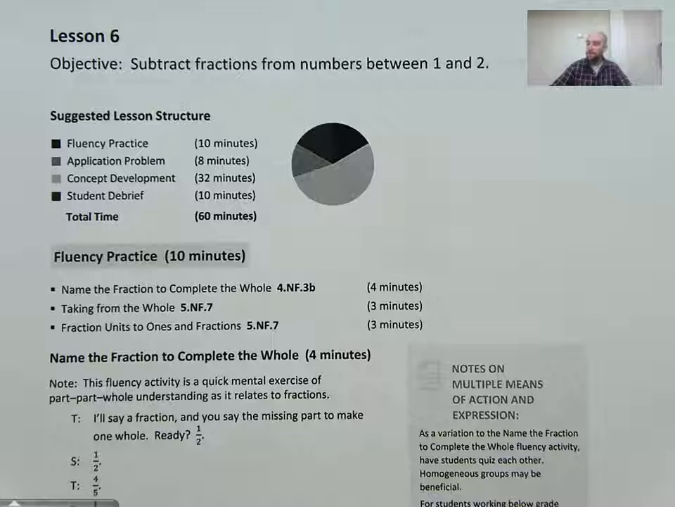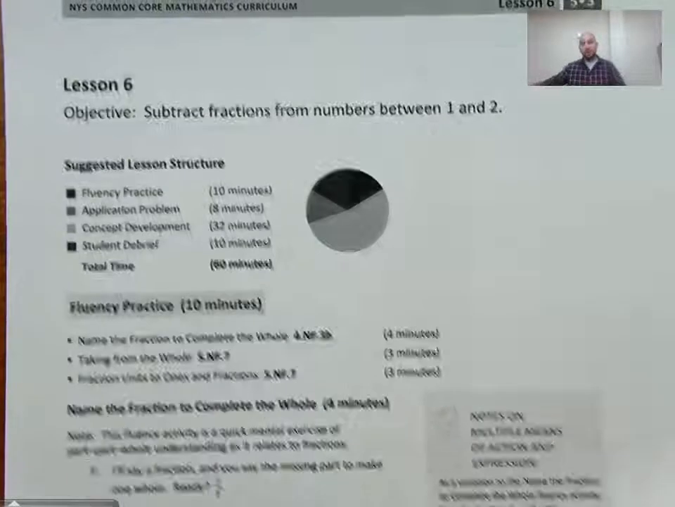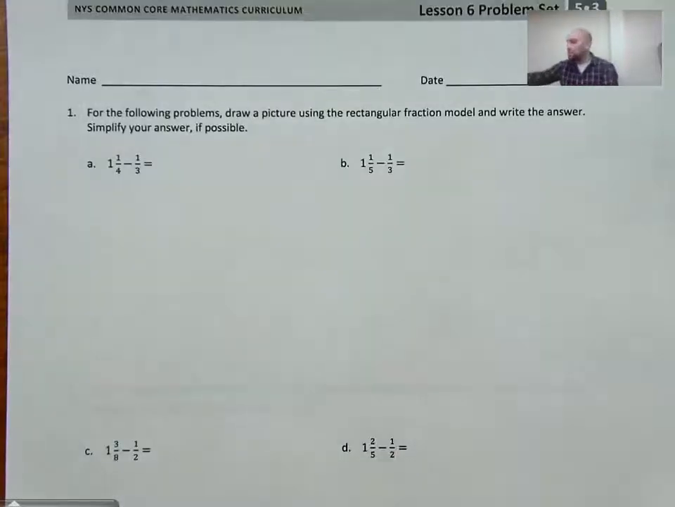This is 5th grade math module 3, lesson 6. We're going to be subtracting fractions from numbers between 1 and 2. So we're kind of putting it all together this time. We remember in lesson 4, we added fractions from numbers between 1 and 2. And then we moved to subtraction and learned to subtract fractions. Now we're going to subtract fractions between 1 and 2, again using those improper fractions as well as mixed numbers.